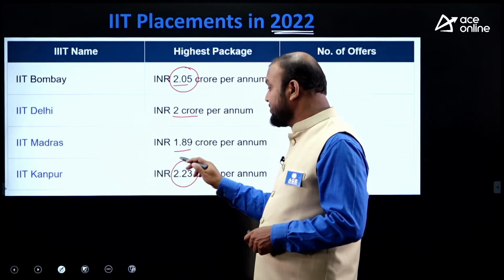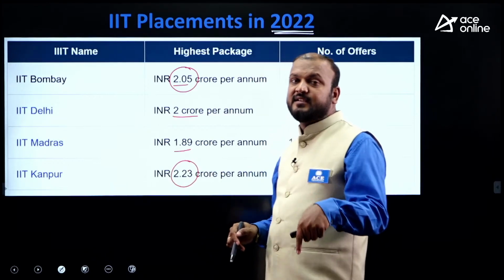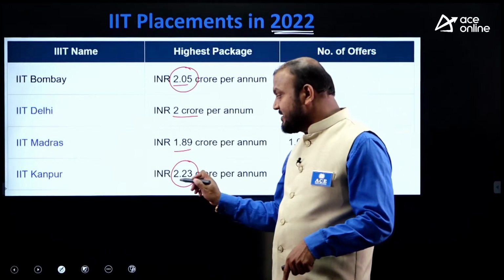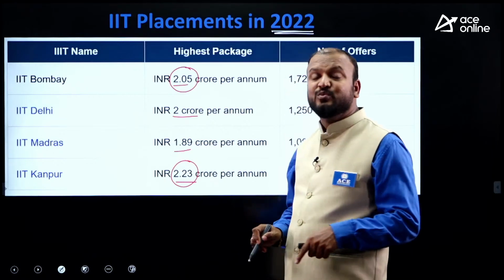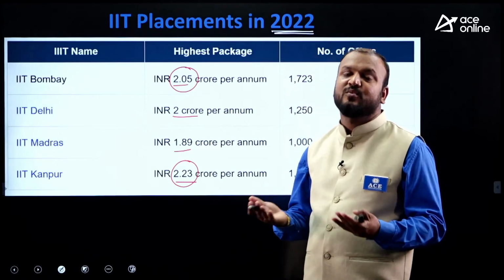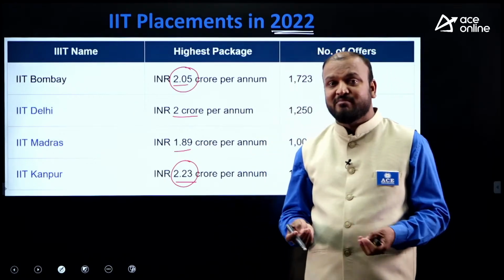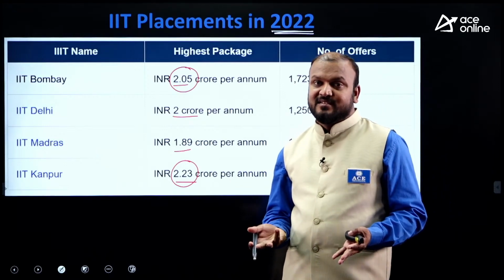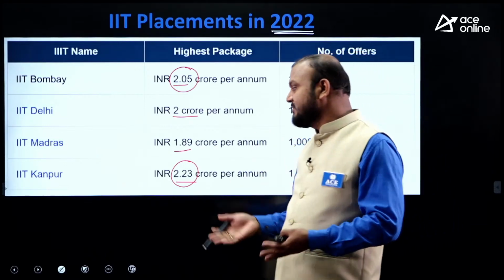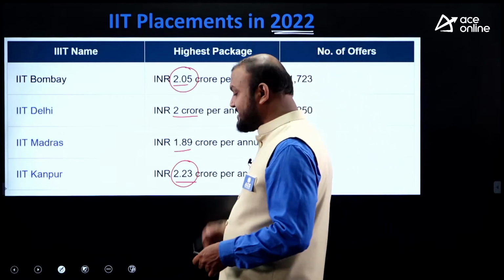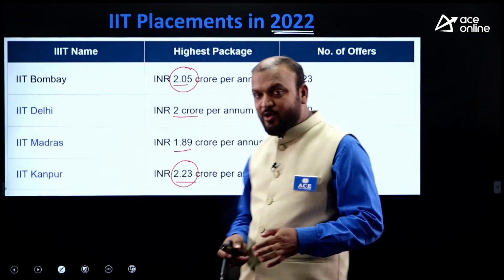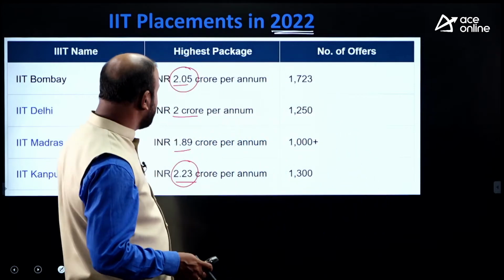And IIT Kanpur is conducting GATE 2023. As you know, the highest package of an IIT Kanpur student is 2.23 crore per annum. Yaar, what is this 2.23 crores? Is it money or something else? So definitely we go mad looking at these statistics. And one important thing is, it is not just one student. Look at how many offer letters the IIT students got.